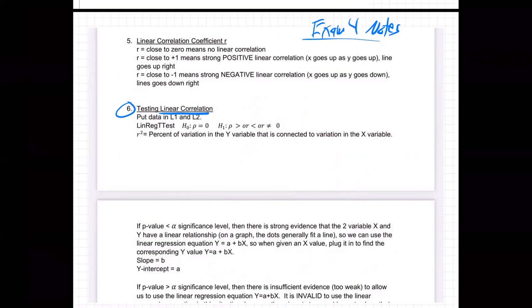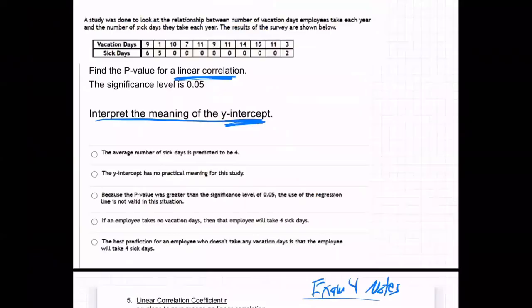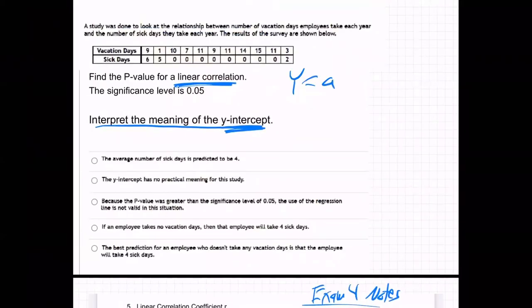What does it say down here? The equation is y equals a plus bx. The slope is the b. The y-intercept is the a. Oh, okay, let's write that out. I'll bring that back up here. So it's y equals a plus bx.